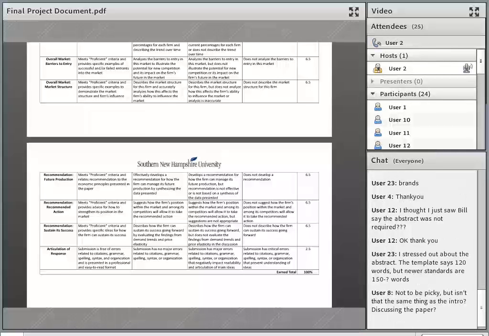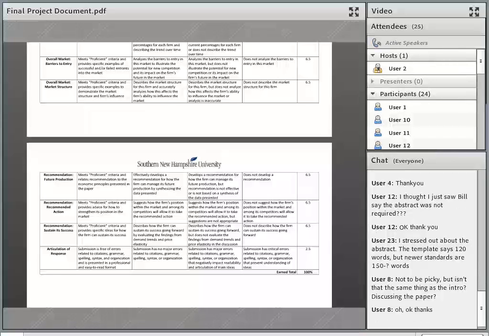All right, looks like Carrie is typing. Carrie, it is a little bit similar to the introduction to the paper. The introduction to the paper doesn't say what your conclusions are. So the abstract might call out a little bit more specifically what the conclusion will be. That would be the biggest difference.